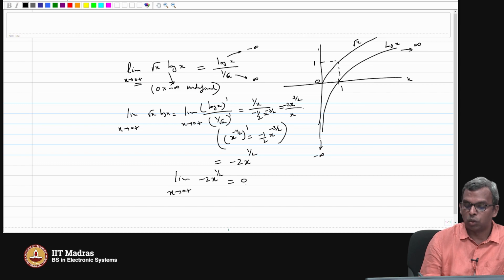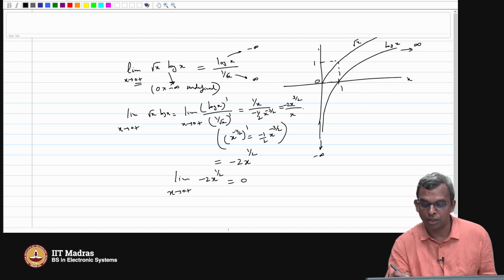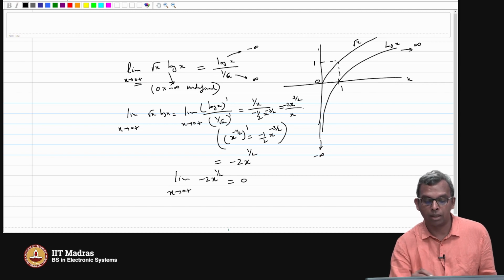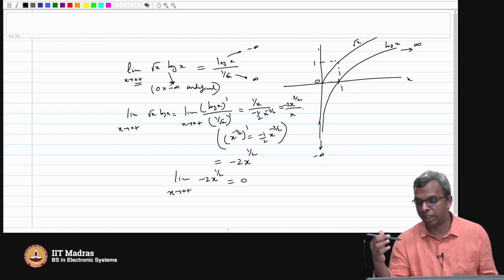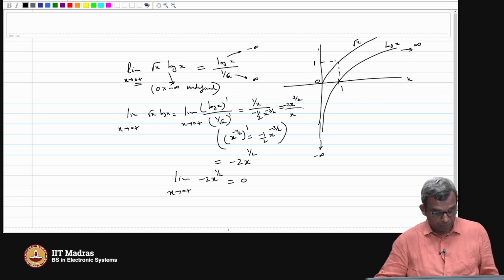So root x log x goes to 0 as x tends to 0 plus. So watch out for this confusion. See, this is going off to infinity, that's going to 0. You don't know as x tends to 0 very closely which is going faster or slower, and that will determine whether the answer is infinity or 0. And using L'Hopital's rule, you can do a fine grained analysis and find out how that works out. Okay, so that's the first problem.